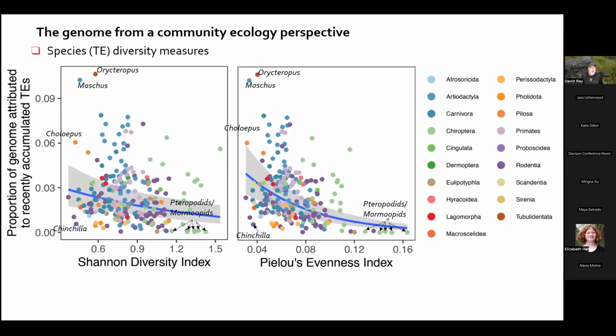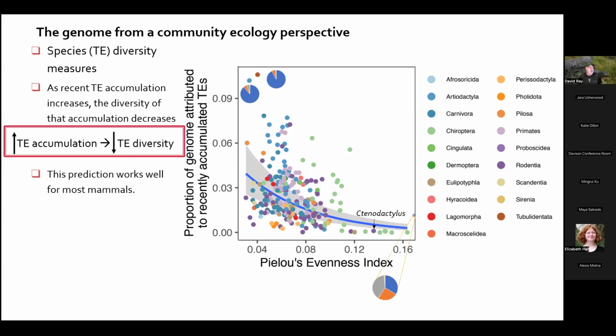And some of the things that we found were that if we look at these from a community ecology perspective, we find that we can get these plots here. And these plots tell us, based on the proportion of recently accumulated transposable elements, how much diversity do we see with regard to the TEs in those genomes? And generally what you see, especially with Pielou's, is an inverse relationship. What you find is that as TE accumulation goes up, the amount of TE diversity goes down. And what that means in simple terms is that as you get more TEs, it tends to be one type of TE that tends to dominate.